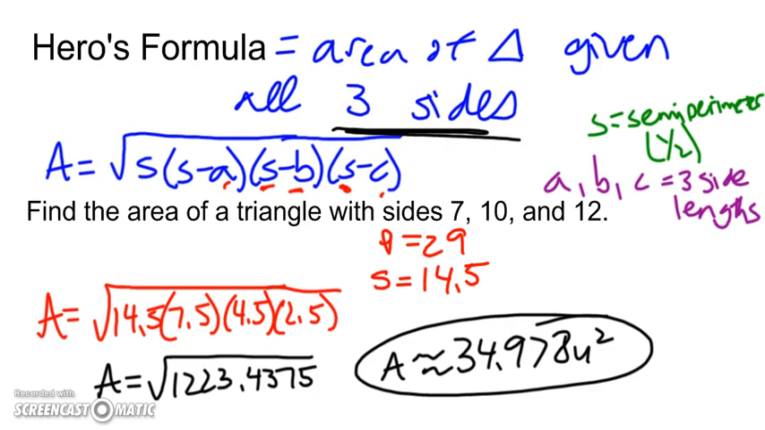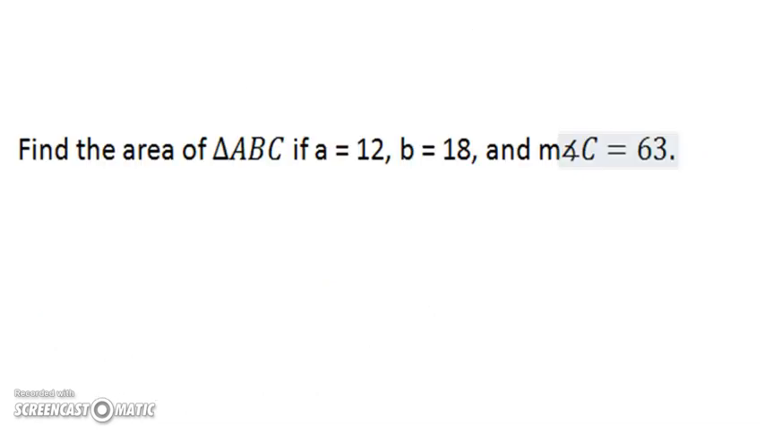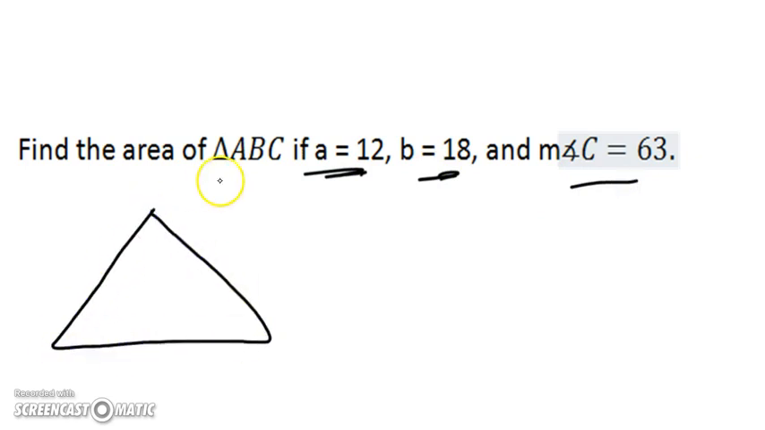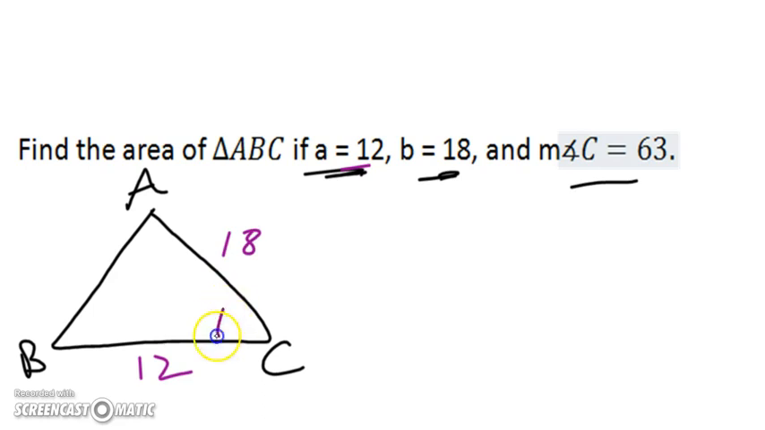Another different formula that we can use is finding the area of a triangle when we are given this specific information. What does this actually look like? So if we were to draw a triangle, we're given that it is A, B, C, and we'll label our information. So across from A is 12, across from B is 18, and across from, angle C is 63 degrees. So this is when we are given side, angle, side.